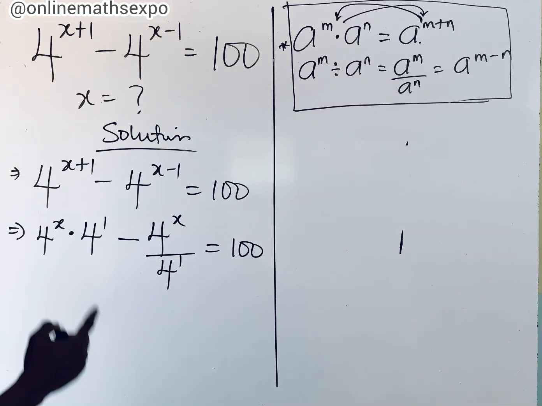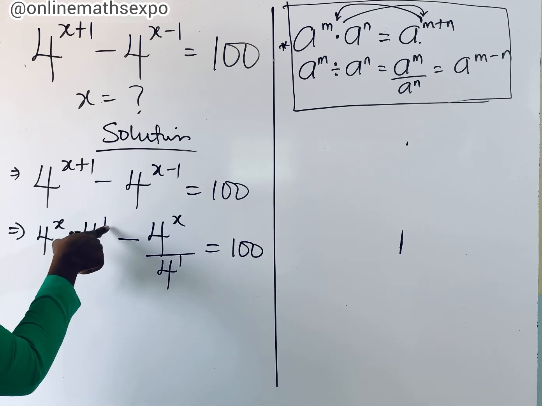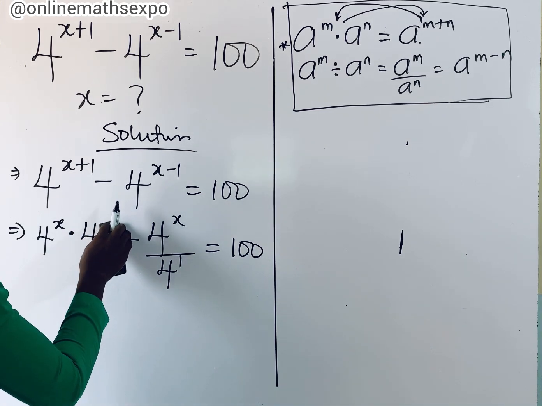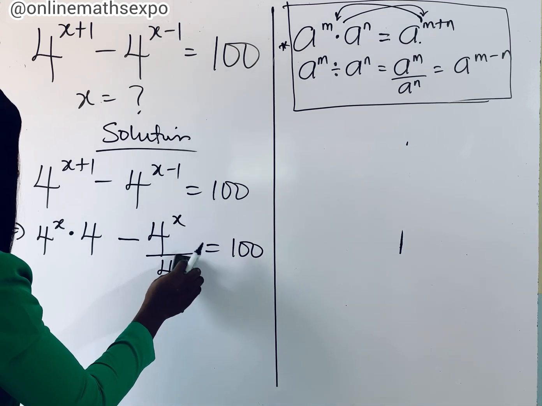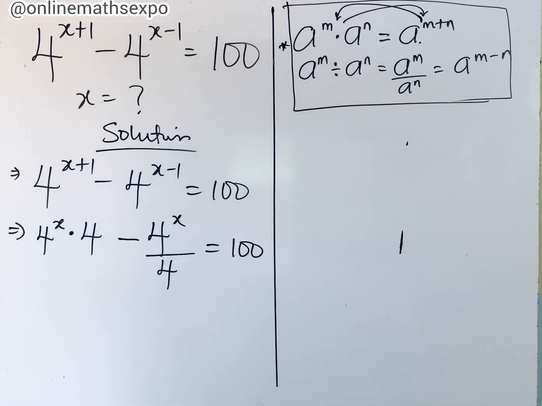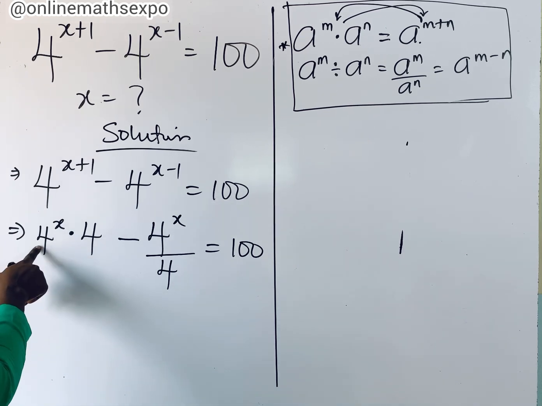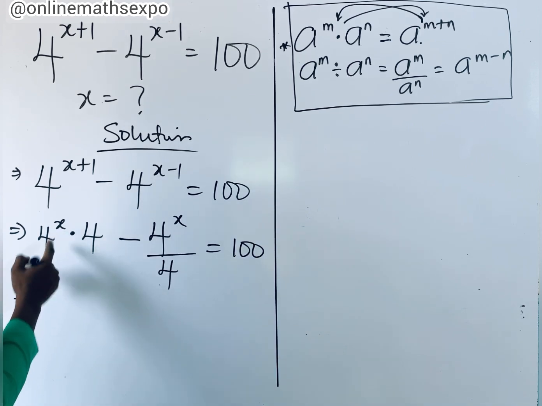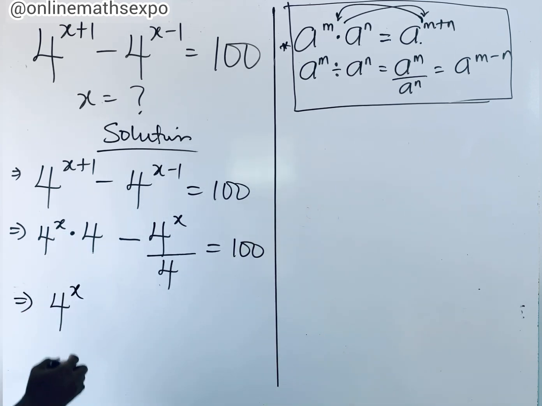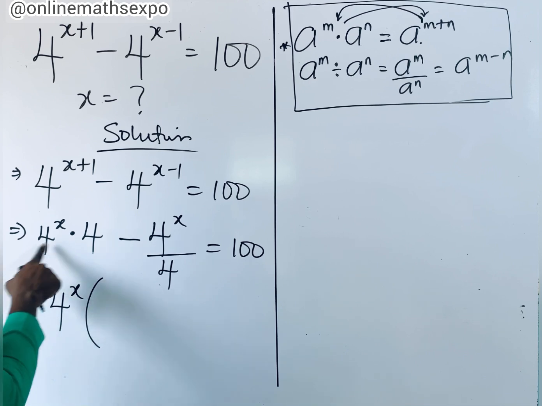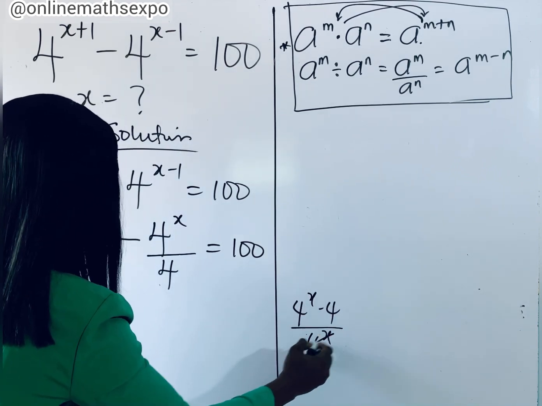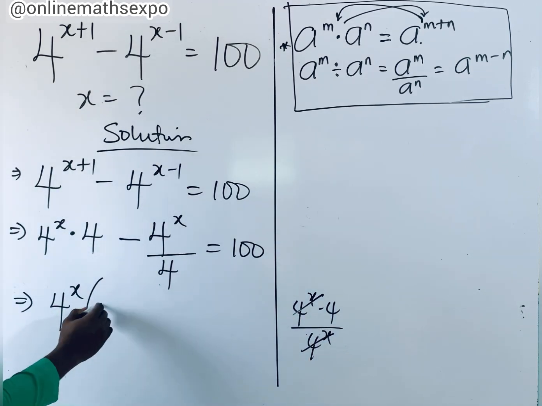Remember that when you have 4 to the power of 1, it's just the same thing as 4. Okay, so I'm free to take this off. I'm also free to take this off. We've not changed anything. So we are simplifying. What we need to do is to factor this 4 to the power of x out. So we have 4 to the power of x, open a bracket. When this divides this, we have 4 to the power of x times 4 divided by 4 to the power of x. You'll be left with 4, okay?